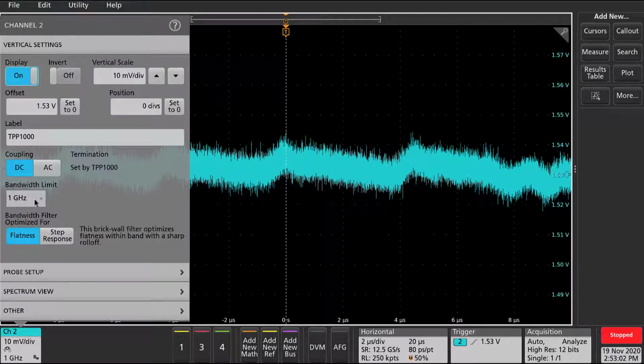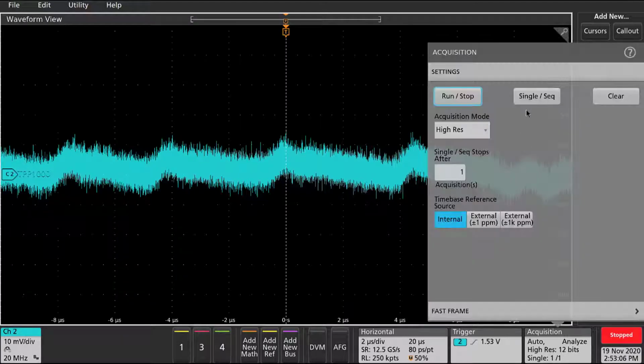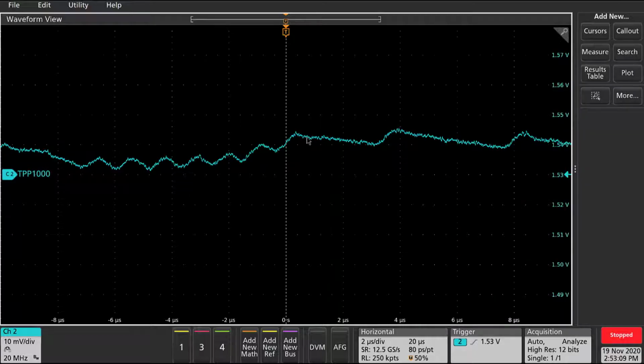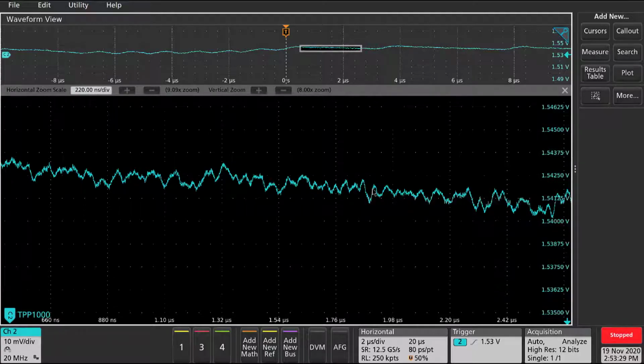For the bandwidth filter on this particular channel, we'll limit it down to 20 megahertz and take another single acquisition. And you can see the ripple now becomes a little bit more apparent. There are some of these longer, let's say two microsecond duration ripple intervals. But again, we're not really seeing much more beyond that. Even if I zoom in on these single lines here, it's really hard to see any sort of ripple on ripple measurement coming to light.